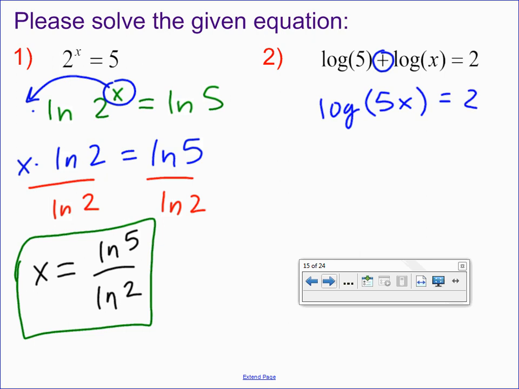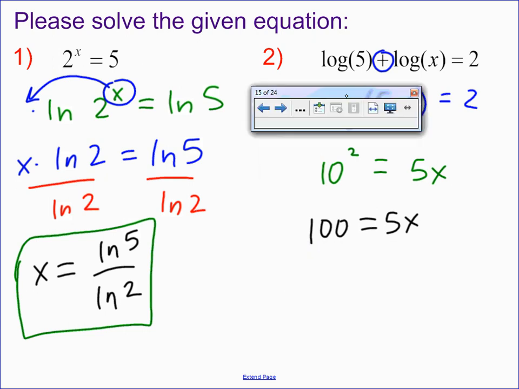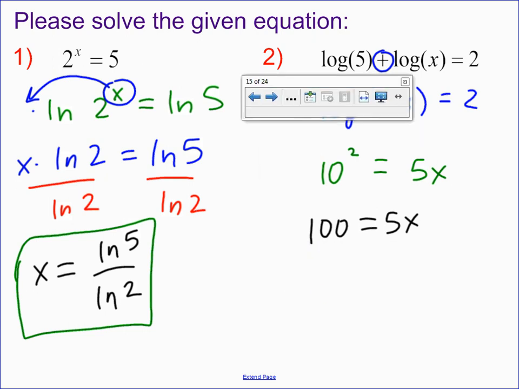Now we're ready to do an exponential form. The invisible base on a common log, log, is 10. So 10 to the second equals input. That means 100 equals 5x. And we can finish out through division. So my final answer for number 2 will be x equals 20.